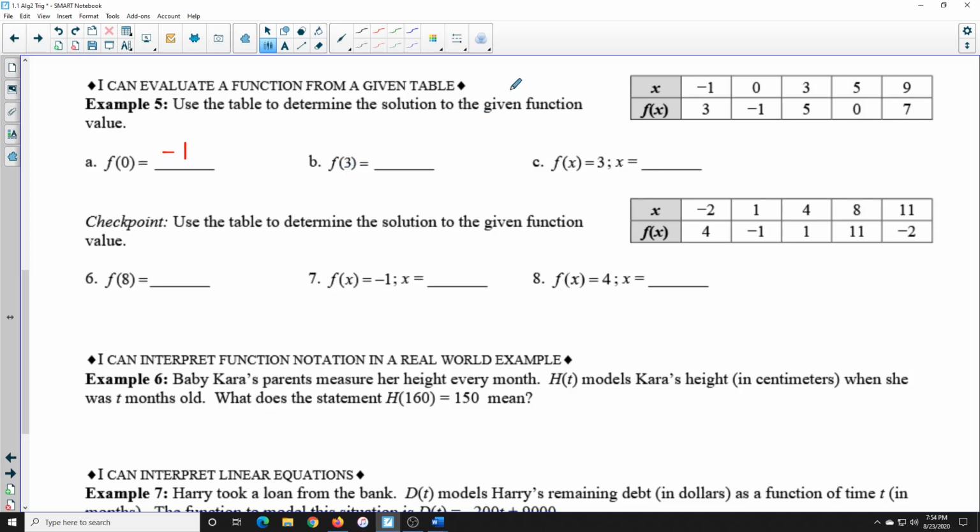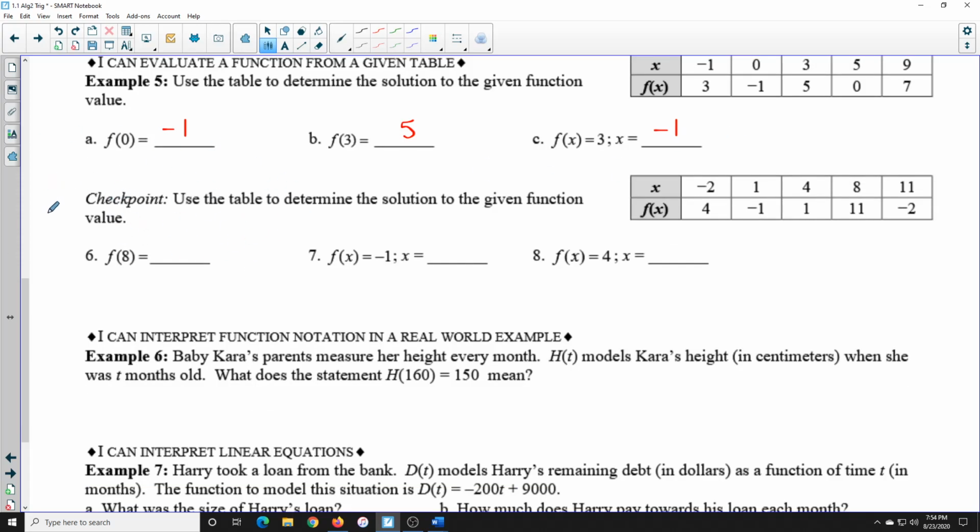F of 3, we go to the x and we go over to 3. What's the y value? It's 5. And then C, f of x equals 3. So remember, anytime it says this, it's actually saying what the y value is. And they want to know that x. So f of x is 3, so we have to go on the f of x line and go over to 3. And then we go up to the x value, and that is a -1.